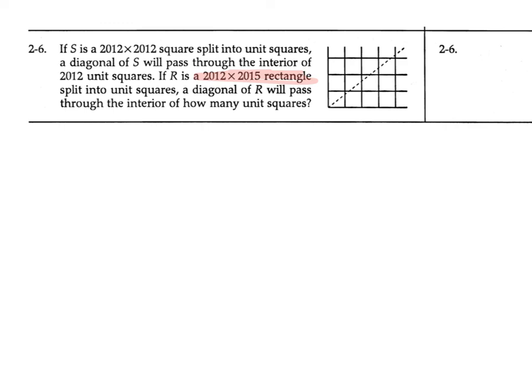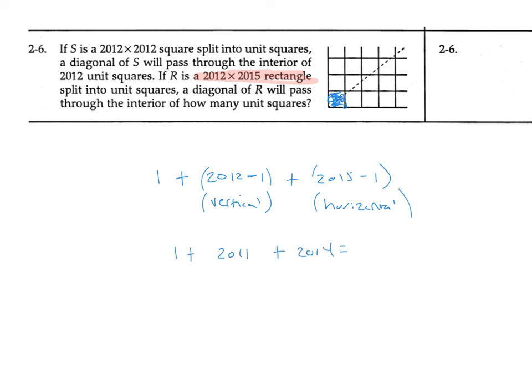So we're going to do 1 for this bottom left square it's going to go through, and then we're going to do 2012 minus 1 plus 2015 minus 1. Again, this would be the number of vertical lines, and this is the number of horizontal lines that it would go across. So this is 1 plus 2011 plus 2014, which is 4,026.